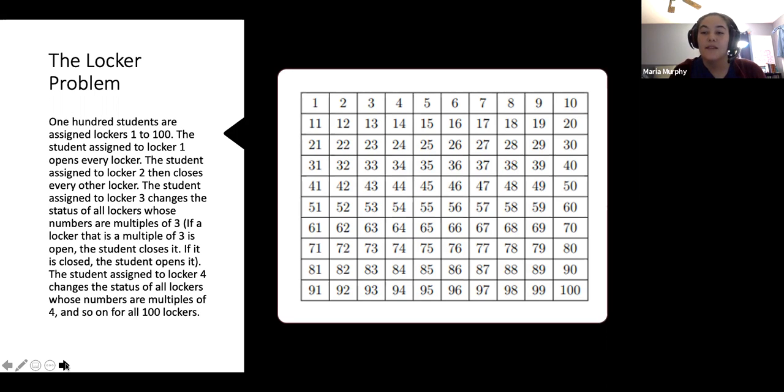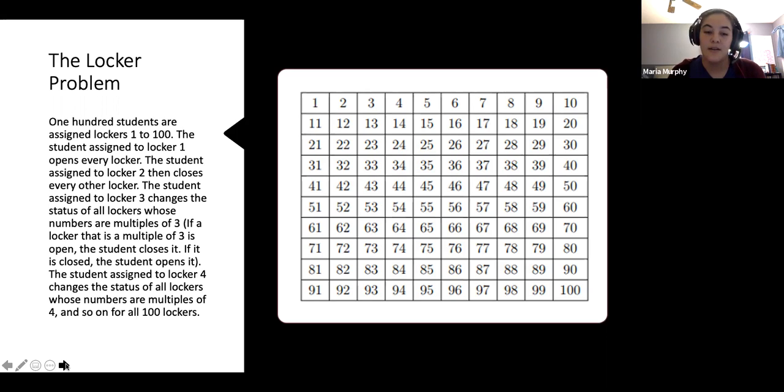Okay. So here, I want you to think about it. When you walk through the halls, every single student is going to start from the very beginning. So the first person is going to open every locker. The second person is going to start from the beginning and close every other locker, and so forth. I'll give you guys a little bit of time to think about this problem.